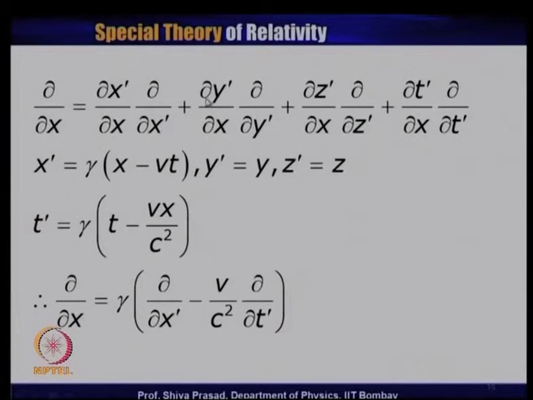Similarly, del y prime del x: if I take the partial derivative with respect to x, y has to be treated as constant, so this will give me 0. Del z prime del x will give me 0. Here, del t prime del x: t prime does depend on x. So once I take the partial derivative, t has to be taken as constant. I take the derivative, so I will get minus gamma t v upon c square. So this is gamma, not t, minus gamma v upon c square, into del t prime.